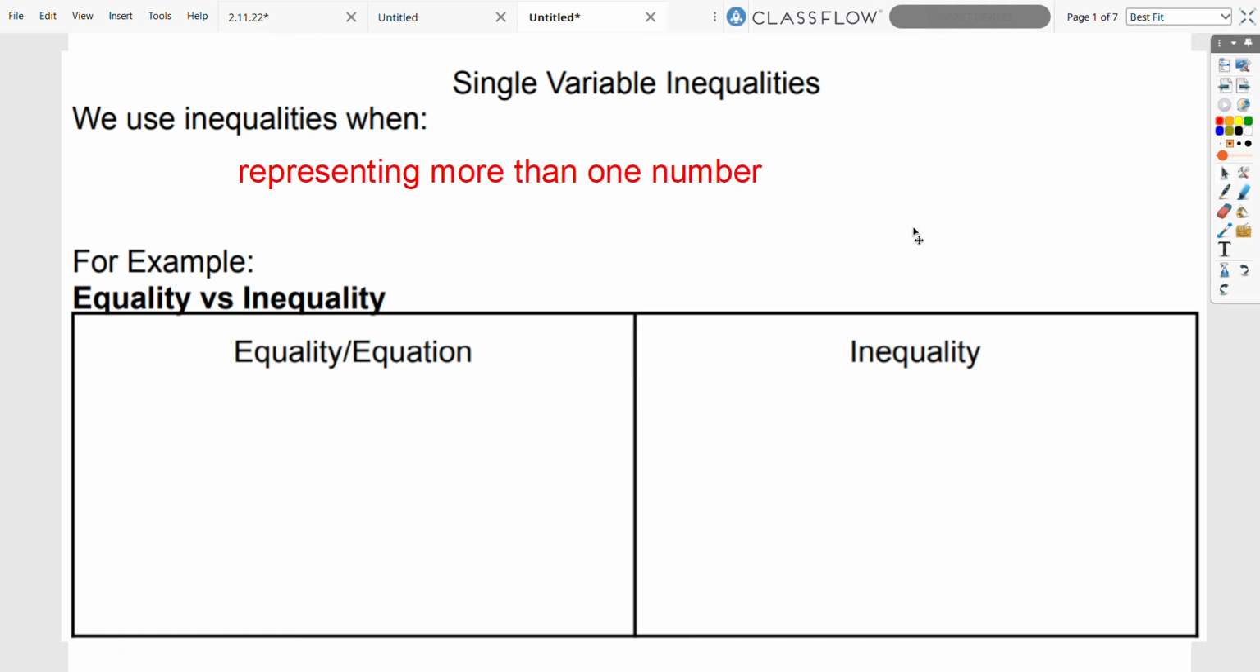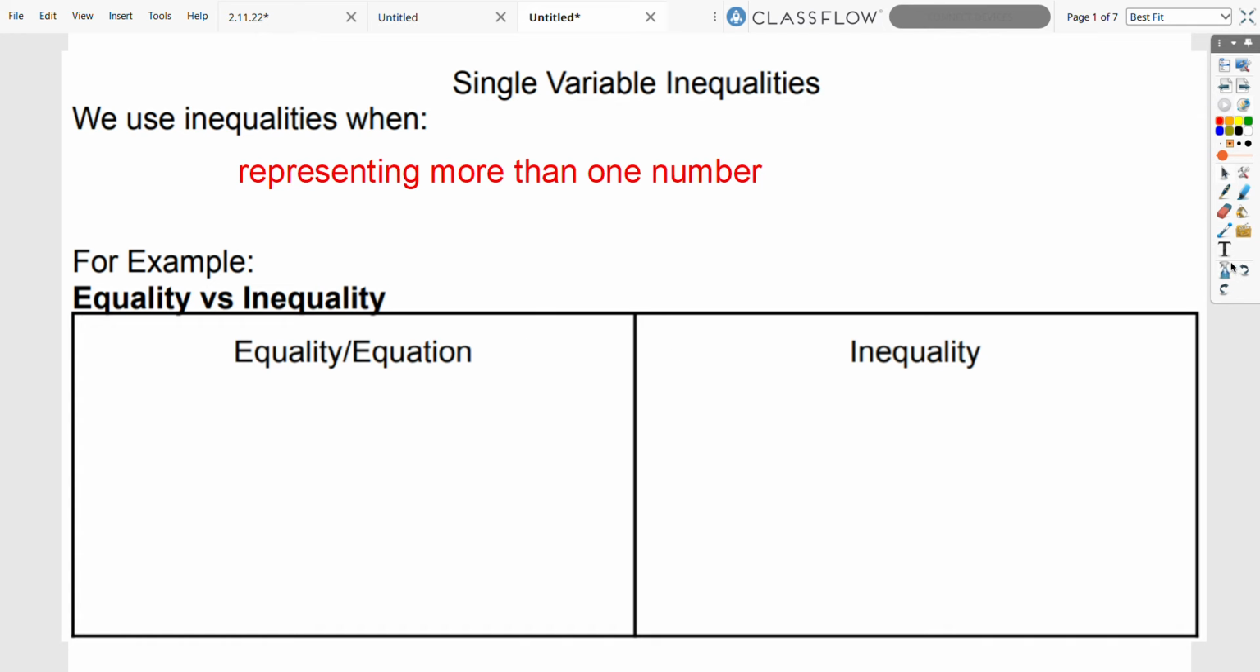In this lesson, we will be going over single variable inequalities. We use inequalities mainly when we're representing more than one number. And so, we're going to look at the difference between equalities/equations and inequalities.